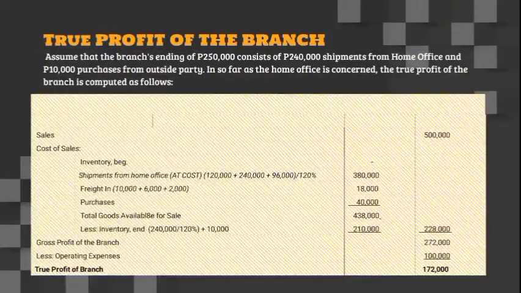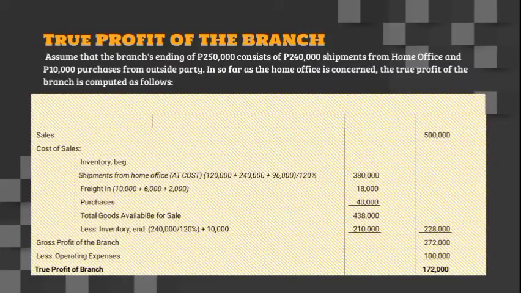True profit of the branch. So, we have here additional information. Assume that the branch ending of 250,000 consists of 240,000 shipments from home office and 10,000 purchases from outside party. Insofar as the home office is concerned, the true profit of the branch is computed as follows. Again, sale is 500,000. We have also cost of sales, beginning inventory, 0, since wala namang nabanggit sa transactions, kaya kung wala, wag mong lagyan ng value, especially kung hindi given.